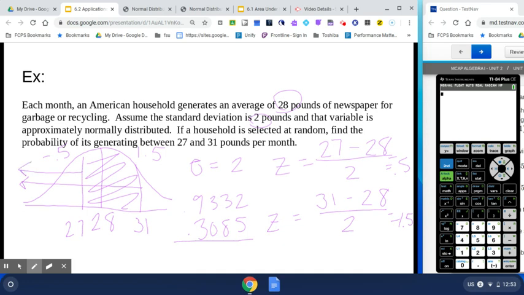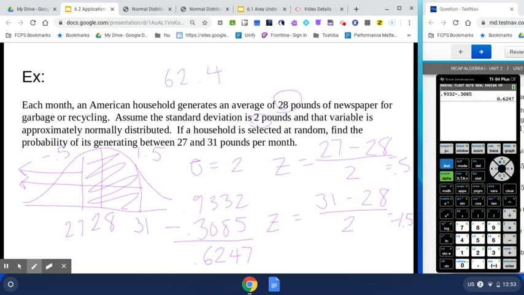So you see, we actually want to get rid of that probability. So I'm going to subtract the 0.3085 from the 0.9332. Okay, I get 0.6247 as that probability. So again, I could change that to a percentage if I would like.